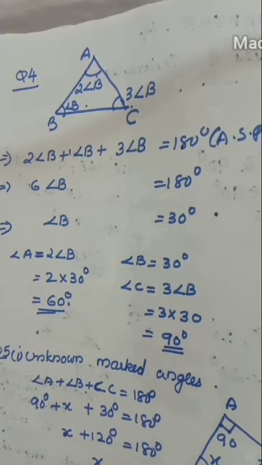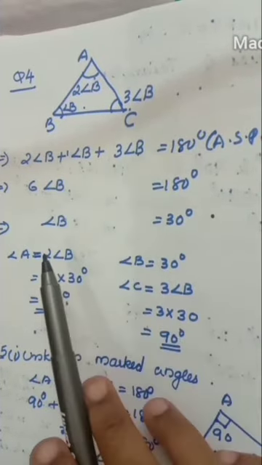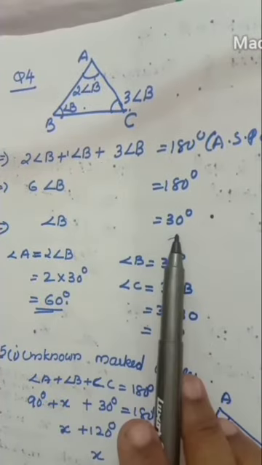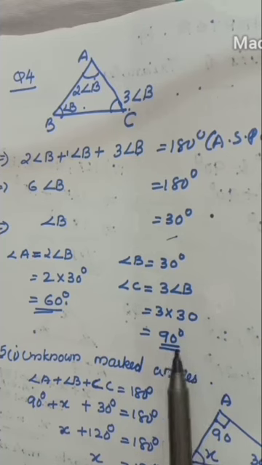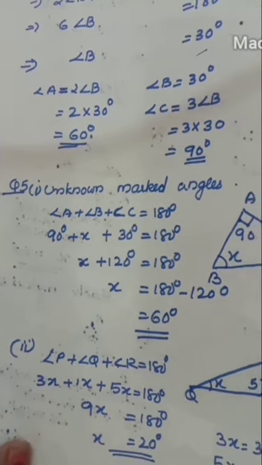Okay. After that you have to give the value of B here also. Here also. See, angle A equal to 2 angle B. So angle B is 30, put in, you will get 60 degree. Here also you put, you will get 90 degree. Question number 5.